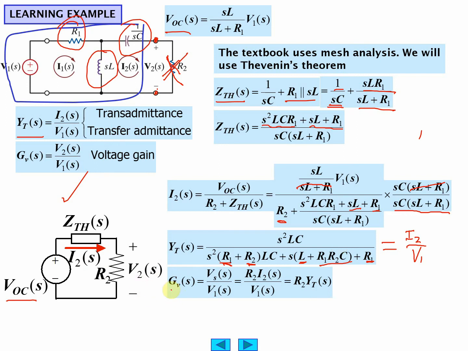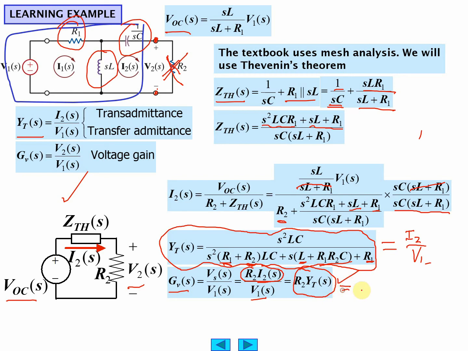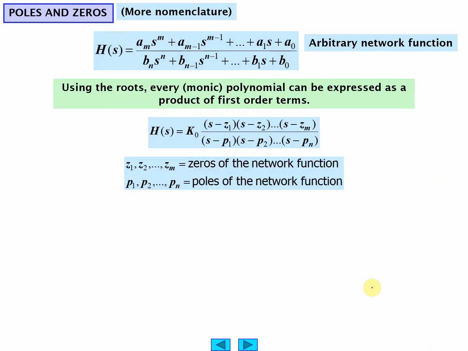And here's the gain, the voltage gain, which VS is going to equal I2 times R2. Well, gee, we've already found I2 over V1 right here. So we can write it like so. So we have an expression for the transadmittance, and then an expression for the voltage gain, GV. So that's just an example of how to go about it.